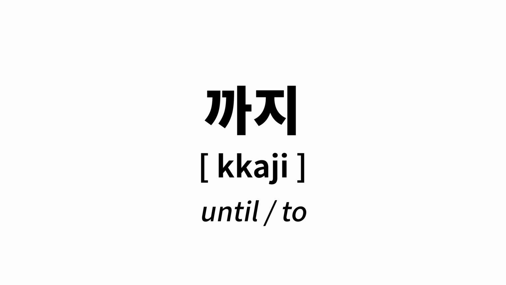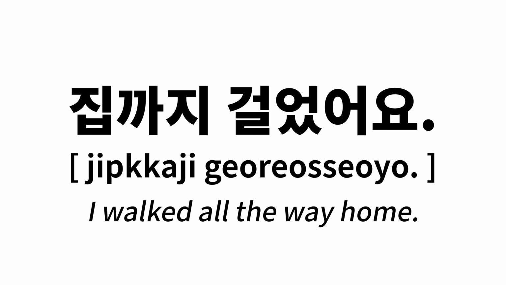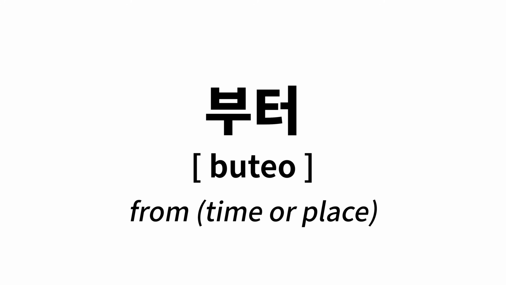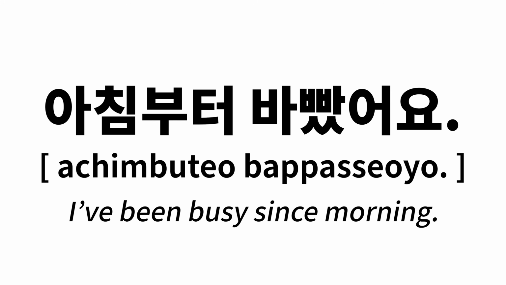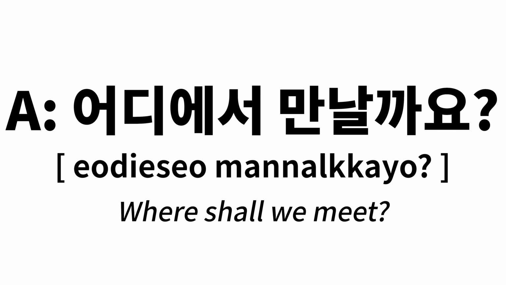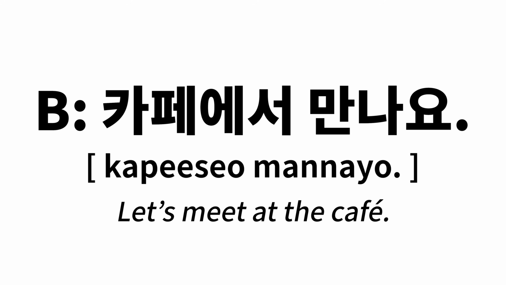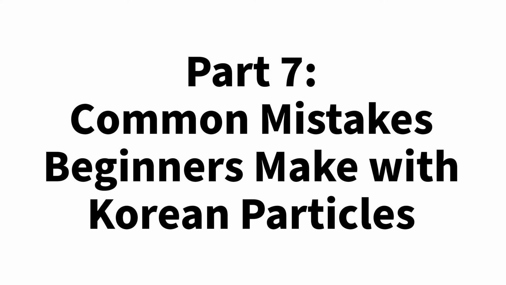까지 means until or to. 집까지 걸었어요. I walked all the way home. 부터 means from, a time or place. 아침부터 바빴어요. I've been busy since morning. Here's another quick dialogue. 어디에서 만날까요? Where shall we meet? 카페에서 만나요. Let's meet at the cafe.